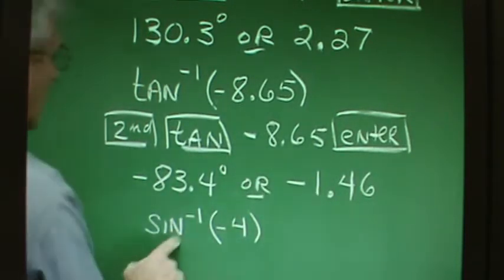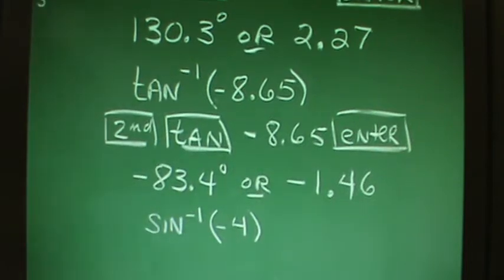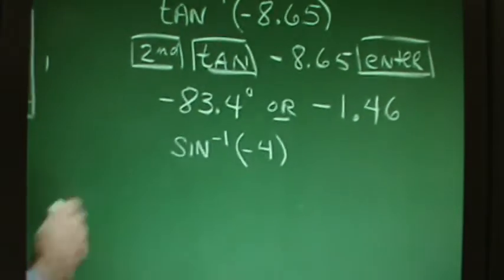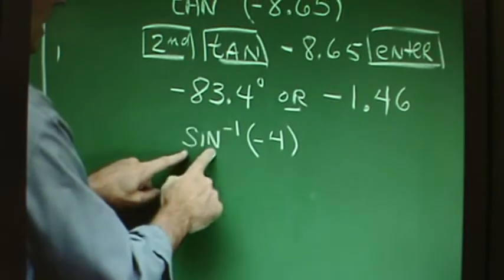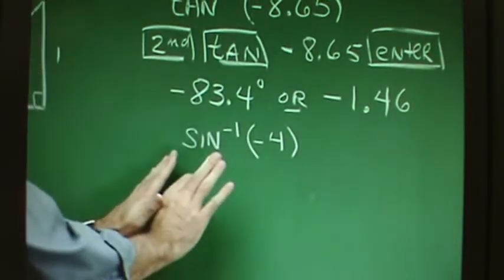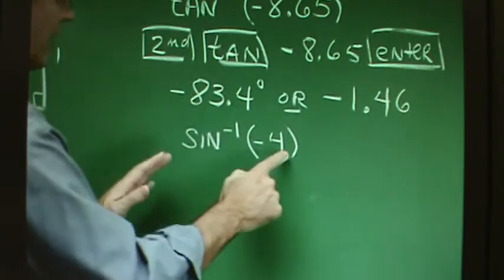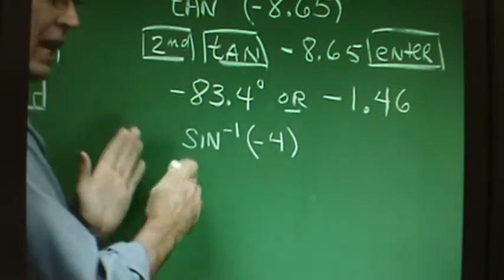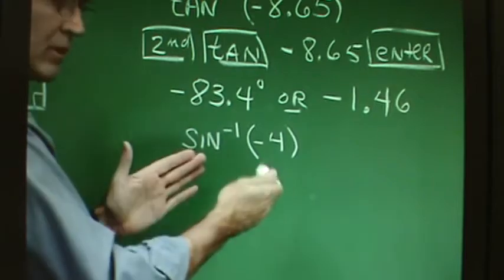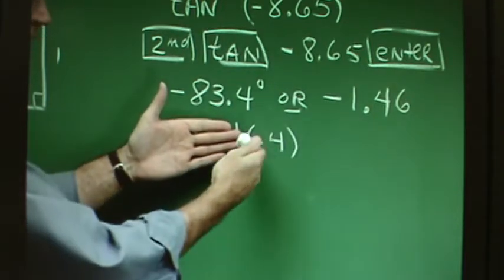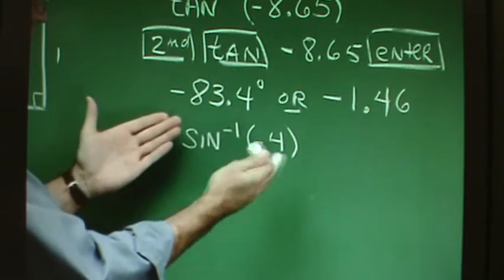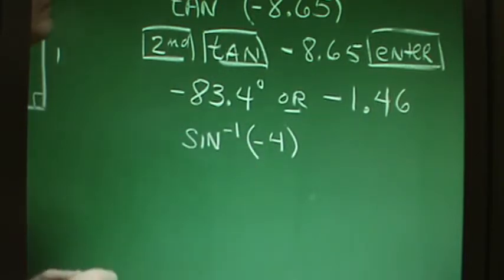All right, consider the inverse sine of -4. It turns out that this is kind of a trick question, that we can't really find the inverse sine of -4 because it's a request for the angle whose sine is -4. But the sine of angles is a number between -1 and 1. And this is a request outside of that interval, and therefore it's an impossibility.